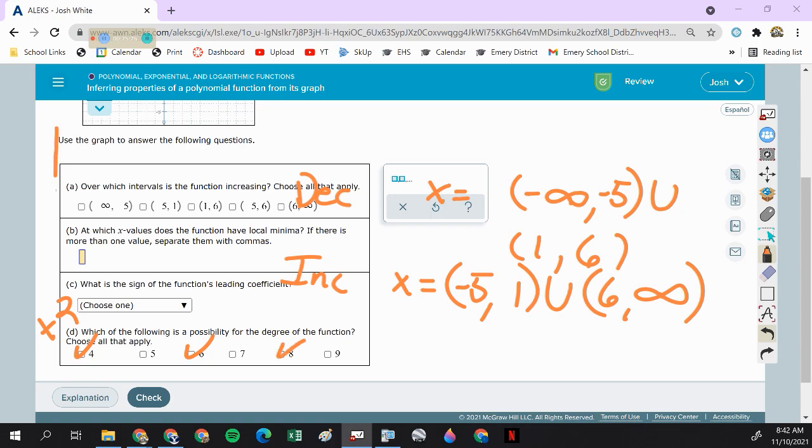Okay, what if I had this graph? Oh, well, hold on a second. What could that graph be? It could be a 7 or a 9. Why not a 5? We hit the x-axis 1, 2, 3, 4, 5, 6, 7 times. So it has to be at least an x to the 7th. And because the ends are in different directions, it can't be even. So that could be a 7 or a 9.